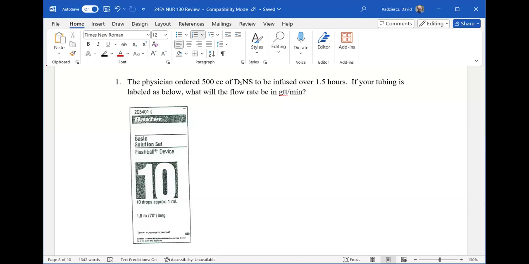So remember, again, I need two pieces of information to solve this. I need the flow rate and I need the drop factor. And that will give me the drop rate. So flow rate is either going to be milliliters per hour or milliliters per minute. Drop factor is drops per milliliter. And the drop rate is drops per minute.